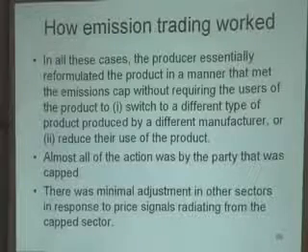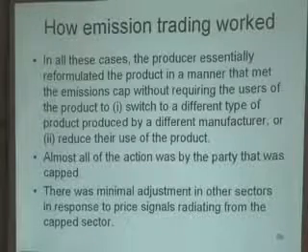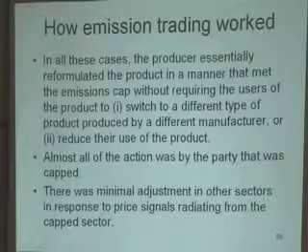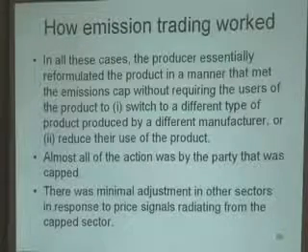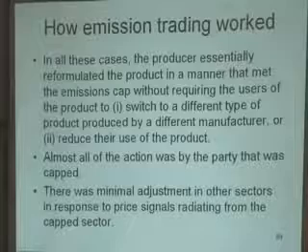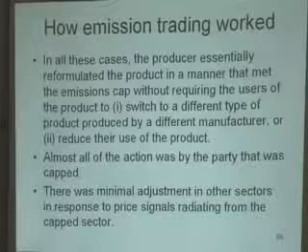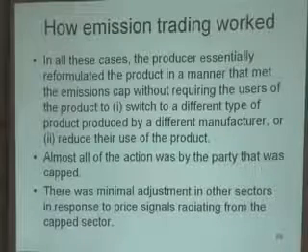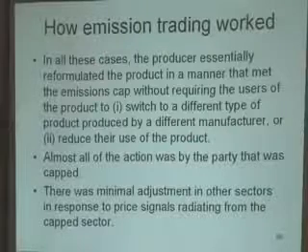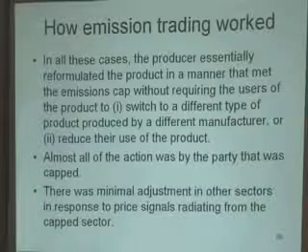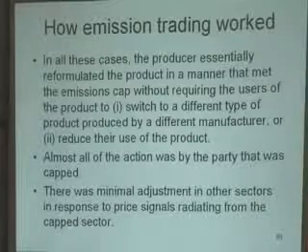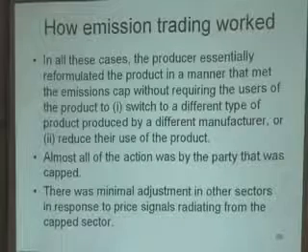So here's the thing. Emission trading didn't work in practice the way the theory says. The way it worked in practice was the party that was capped took actions to reformulate the product or to change the production process, and that fixed the problem. Basically, the only person who acted was the party that was capped.